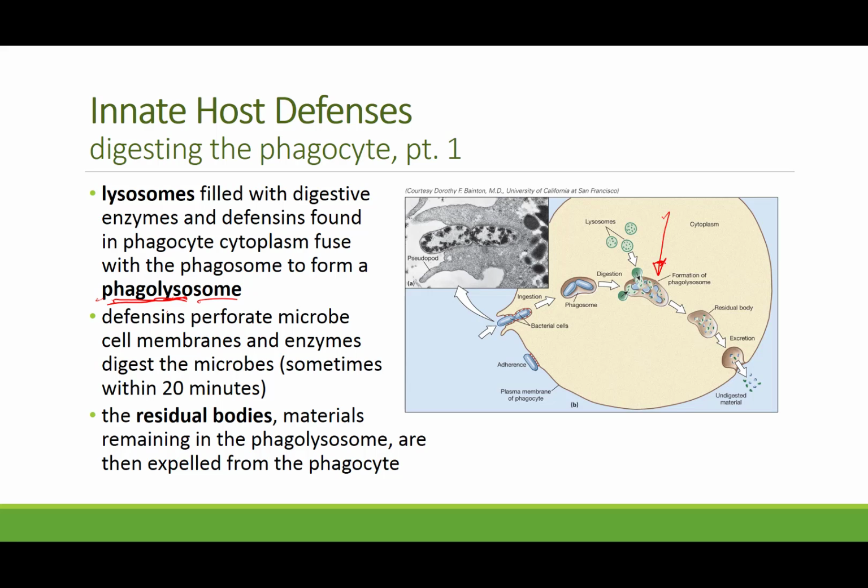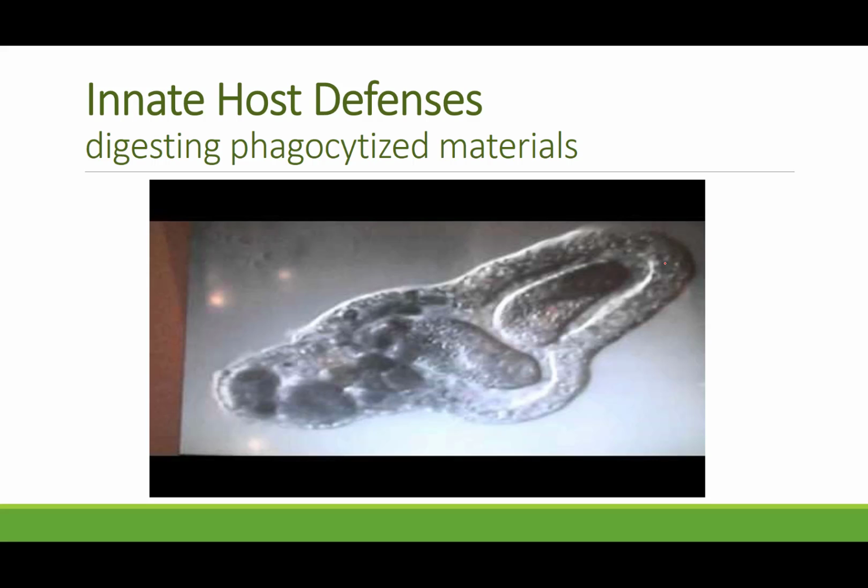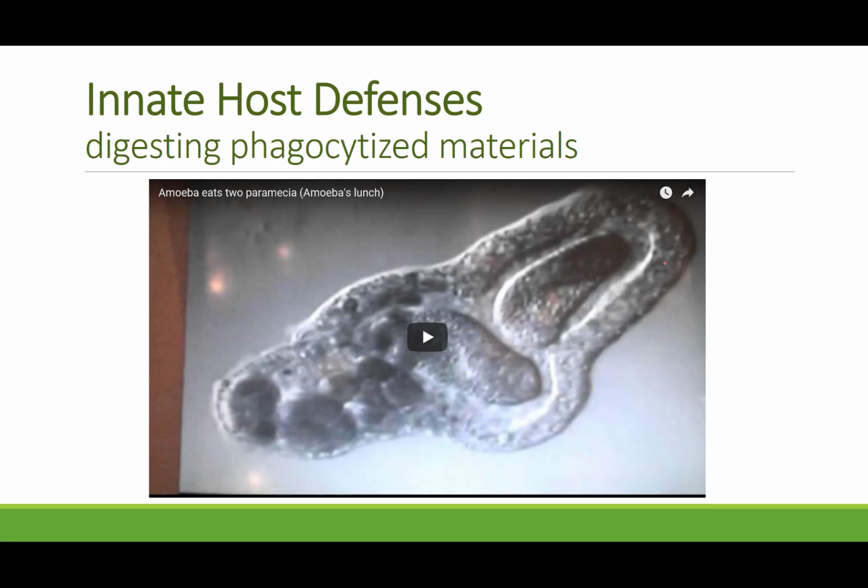This is just the waste material that cannot be digested, and that can be expelled from the phagocyte. So I've got another video for you to watch of this process. And here it is not going to be a white blood cell we're looking at. This is an amoeba, and it is eating a paramecium. So these are, rather than being things that are inside of our body, these are much larger cells.